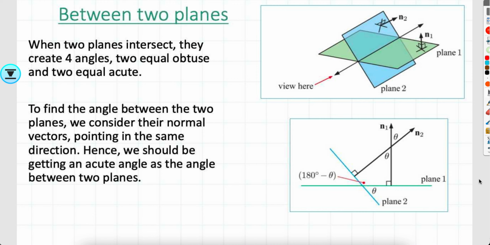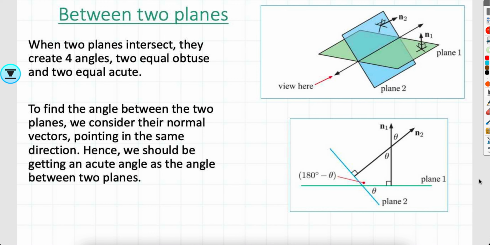We will look at the angle between two planes, the angle between two lines, and the angle between a plane and a line. So the equations are fairly simple, and you just need to know which ones to use in which situation. So in general, let's look at the angle between two planes.